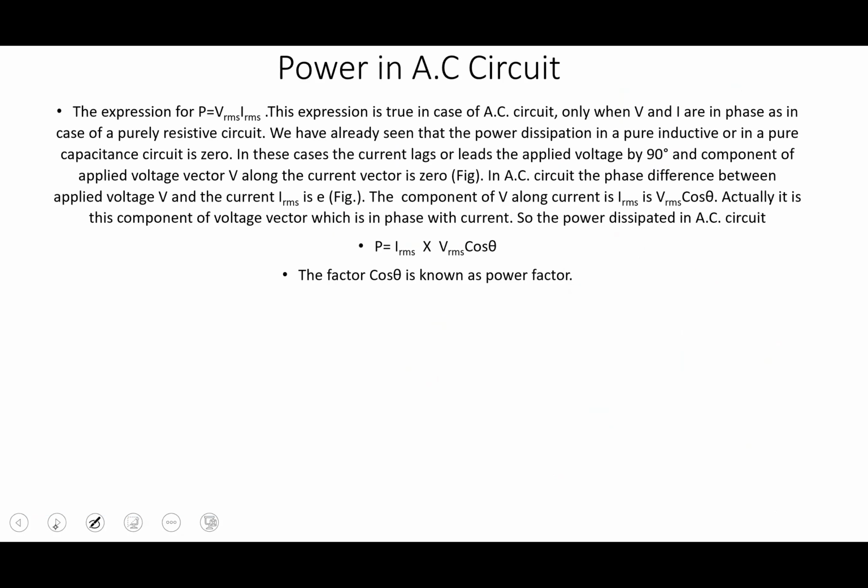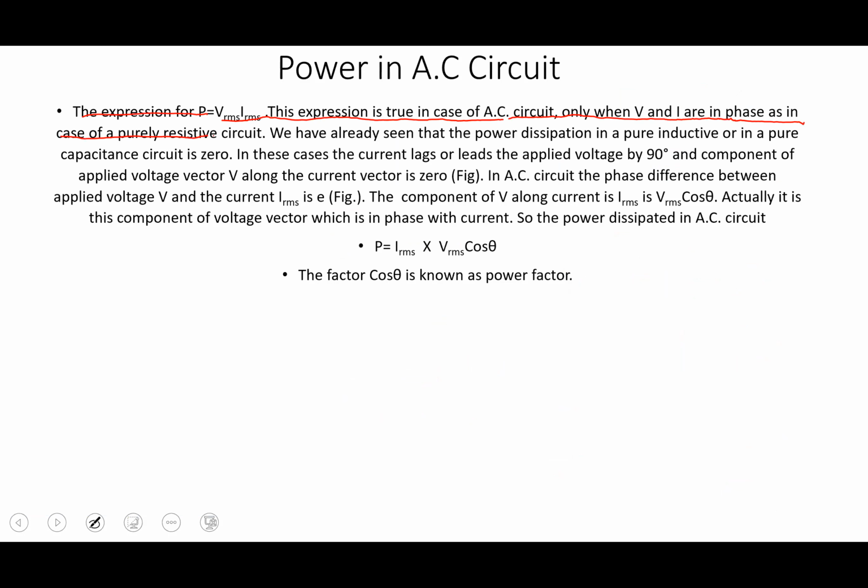Now, the power in an AC circuit. What is going to be the power in this case? The expression P is equal to Vrms into Irms. This expression is true for AC circuits only when V and I are in phase. Otherwise, they won't be in the power form.